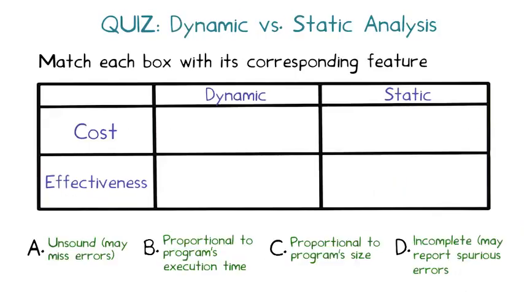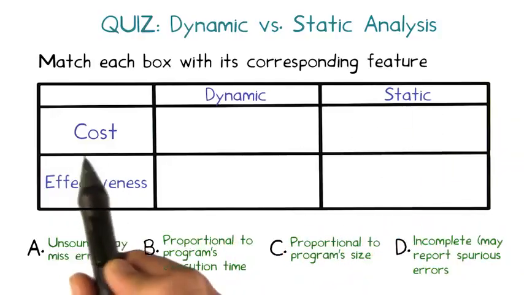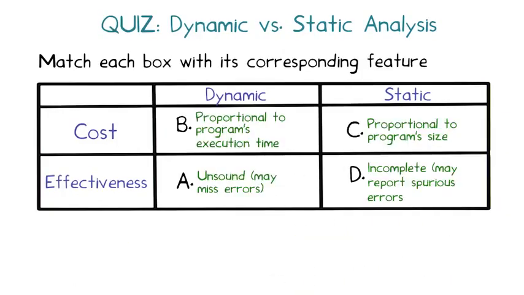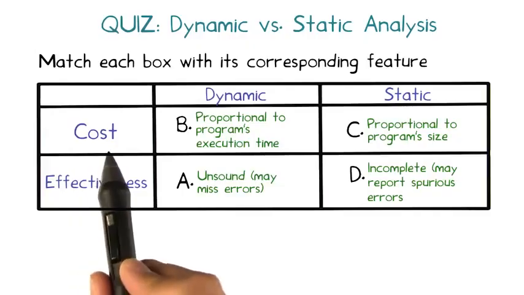Okay, time for another quiz. Dynamic and static analyses strike different trade-offs in terms of their cost and effectiveness. Match each box with its corresponding feature. Let's review the answers. First, we will focus on cost.